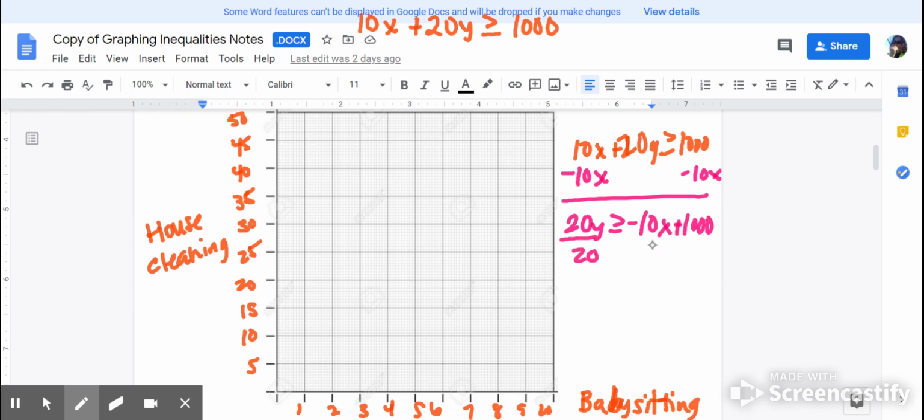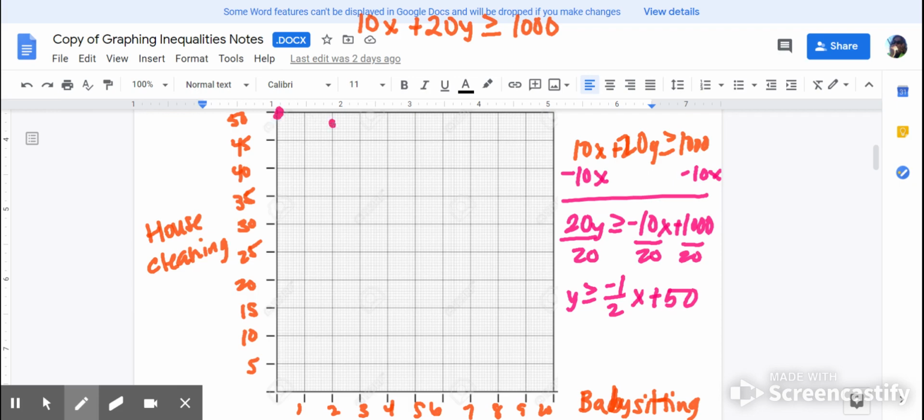Now I'm going to divide each part by 20. Remember, I don't have to flip my sign if what I'm dividing by is positive. I'm also going to leave this as a fraction, so negative 1/2 x. You can change it to a decimal, but because we're talking about slope, rise over run is easier as a fraction, so I can say I go down 1 to the right 2. And I'm going to have plus 50. So my y-intercept here will be 50.